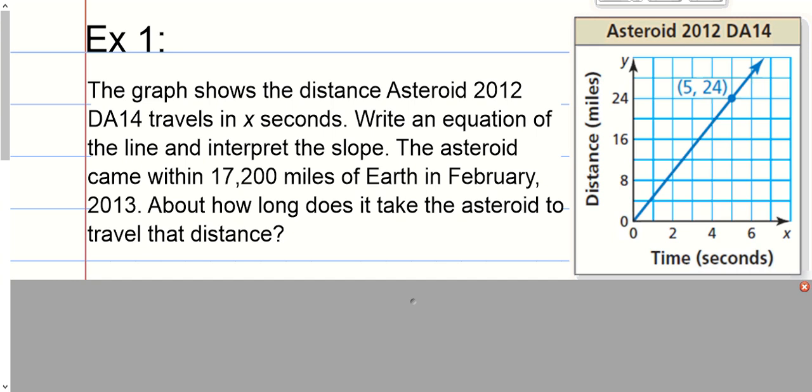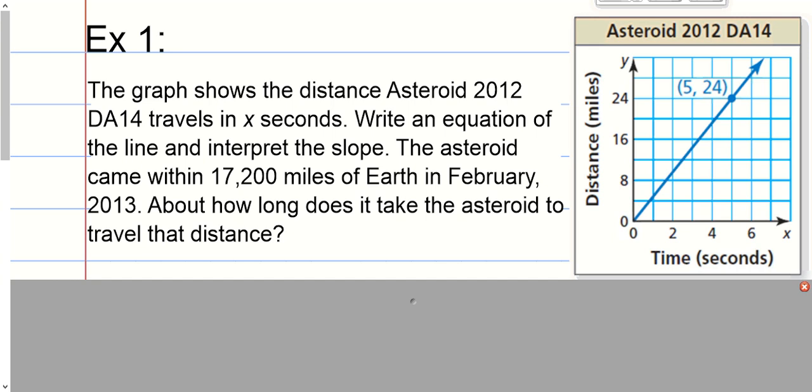All right, so example 1. The graph shows the distance asteroid 2012 DA14 travels in x seconds. Write an equation of a line and interpret the slope. The asteroid came within 17,200 miles of Earth in February 2013. About how long does it take the asteroid to travel that distance?